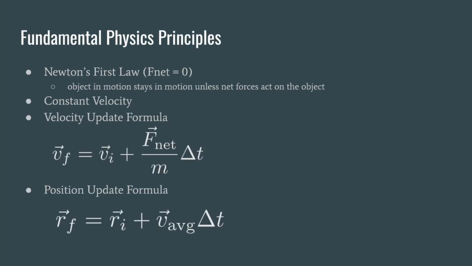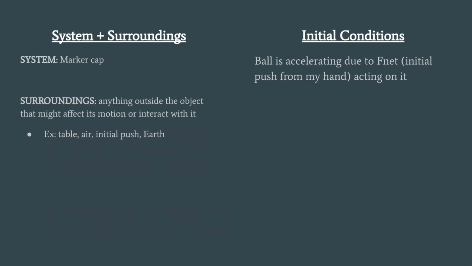The fundamental physical principles we used were Newton's first law, which states that an object in motion will stay in motion unless net forces act on the object. We also had to consider that the object was at constant velocity. We used two formulas. The first was the velocity update formula, which is the final velocity is equal to the initial velocity plus the acceleration, which is the net force over the mass, times delta t, which is the time. And we used the position update formula, which is the final position is equal to the initial position plus the average velocity times time.